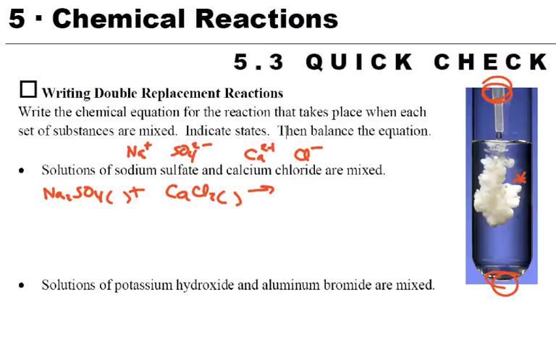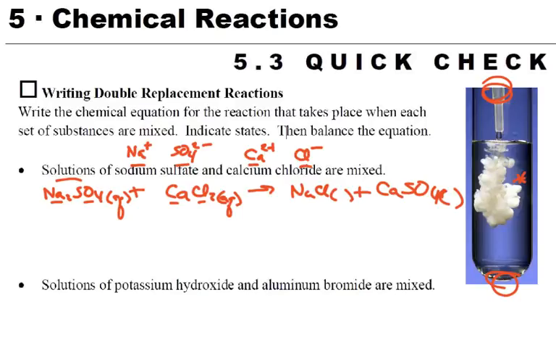And if I change partners, if I put the Na and the Cl together, I'll have NaCl. And calcium and sulfate, write the positive one first, so CaSO4. Now these are solutions, so I know these are aq. I could also look them up in my chart, and if I look up the sodium sulfate and calcium chloride, again, they are going to be aq.